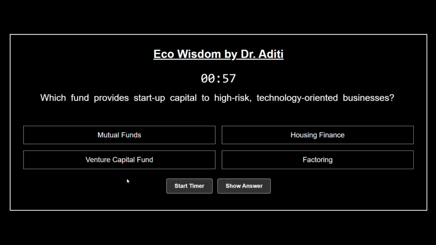Which fund provides startup capital to high risk technology oriented businesses? Mutual funds, housing finance, venture capital funds and factoring. Pretty easy, extremely easy, a GK based question. Mark your answer and wait till the timer goes off. Now, last 20 seconds. I hope you have already marked the answer.